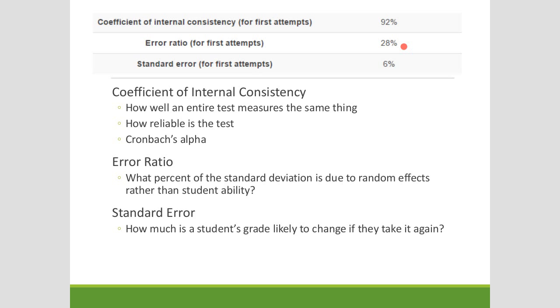The standard error number is how much, based on that error ratio and the internal consistency, a student's grade is likely to change if they take it again. So Mary is saying here her standard error is 10%, which means that if students take it again, having learned nothing new, their grades could vary by as much as 10%. For me, that's a letter grade, plus or minus in every direction.